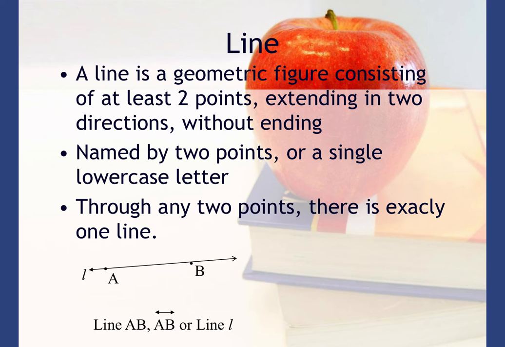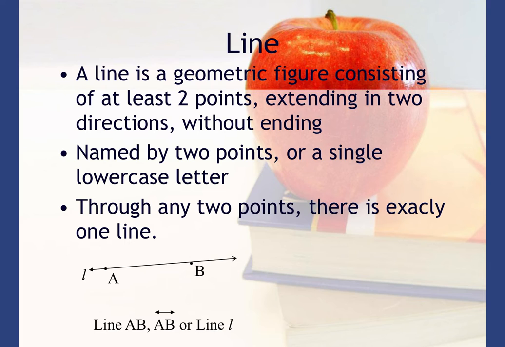All right, a line is a geometric figure consisting of at least 2 points extending in 2 directions without ending. So a line has no end, which means it cannot be measured. If there are arrows at the end, I cannot ask you how long it is because you don't know when it stops. It is named by 2 points or a single lowercase letter. And through any 2 points, there is exactly 1 line. So any 2 points given in any direction, you can only draw 1 line, but a line must be drawn. So exactly 1 means no more and no less.